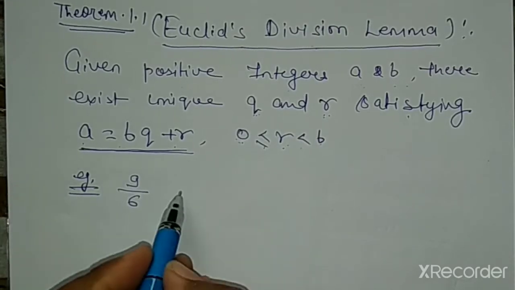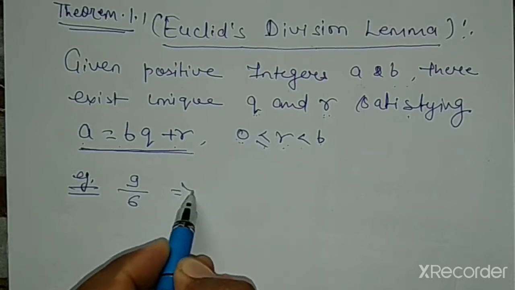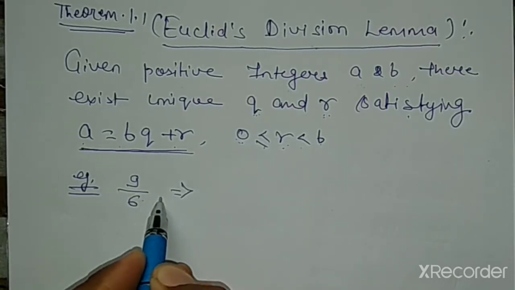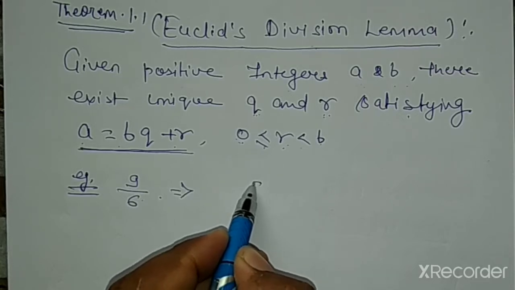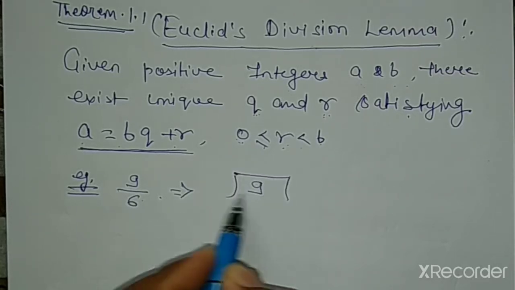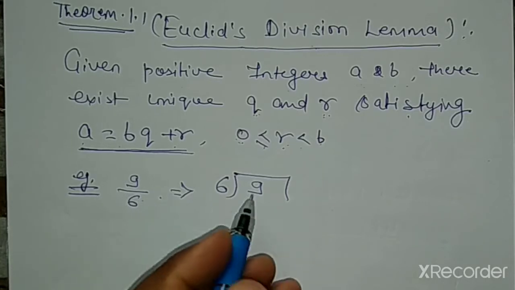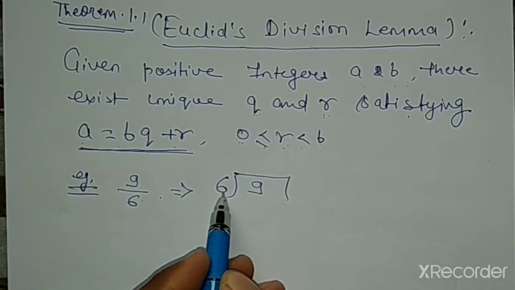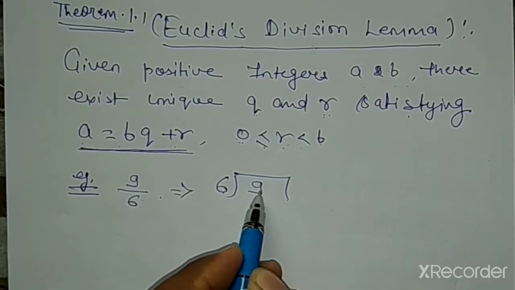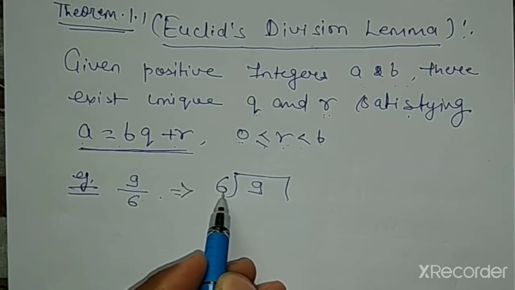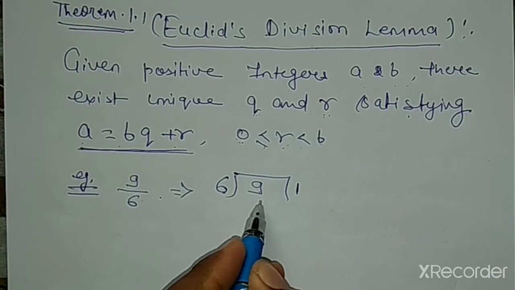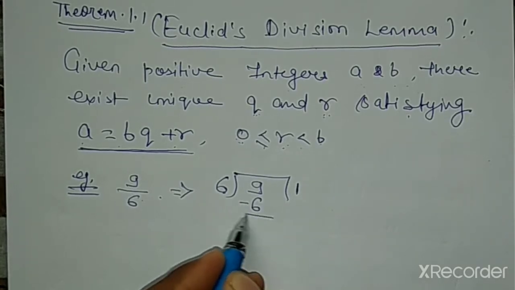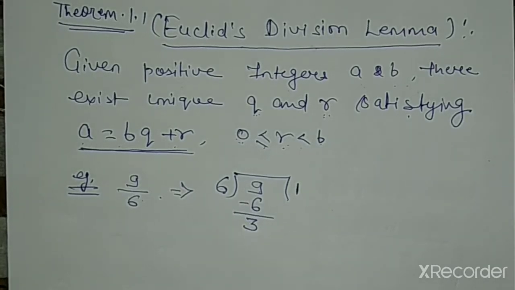We have to write the decimal expansion, so what is the decimal expansion of this? We write 9 inside and 6 outside. We are dividing 9 by 6. 6 ones are 6, so 6 comes here. Then subtract, and 3 is left over.